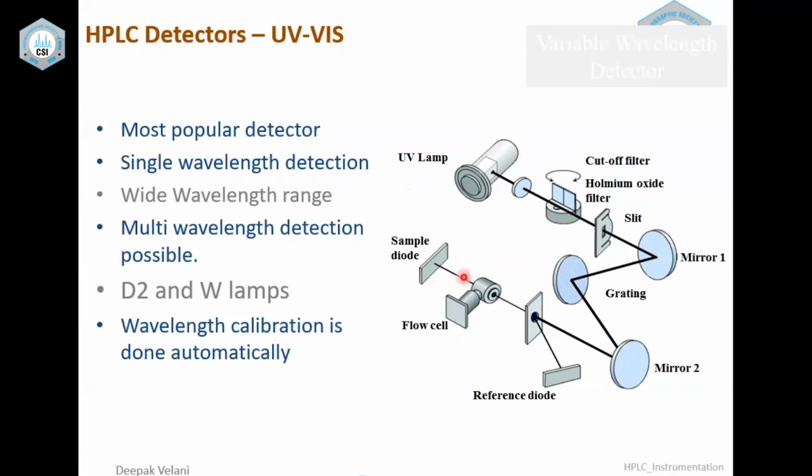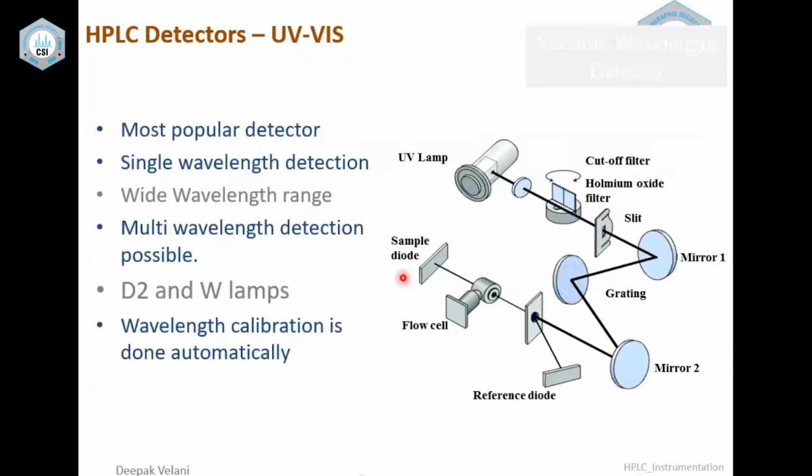This is a graphic where you can see the UV lamp, the visible lamp also, and then a cutoff filter, a holmium oxide filter, and a wavelength slit. Then it comes to the grating. The grating gives you the fixed wavelength selected, and then it goes through the flow cell where the sample is coming in, and then to the sample diode. This is the reference diode, which takes the reference signal without sample effect, and the difference between the two is detected as a peak. So this is the variable wavelength detector, or UV-VIS detector.